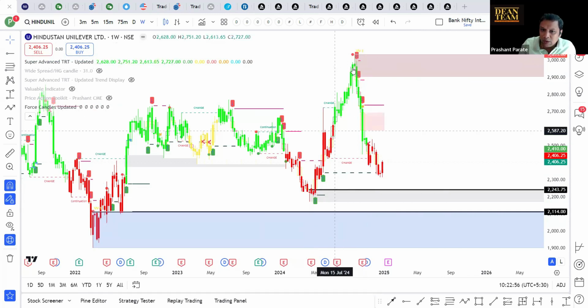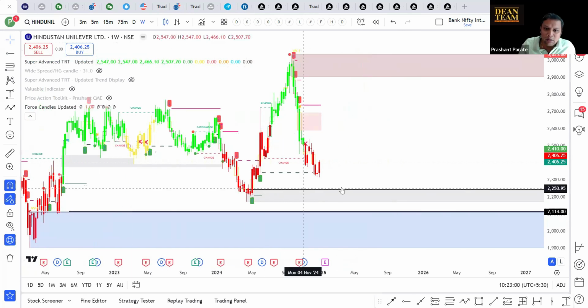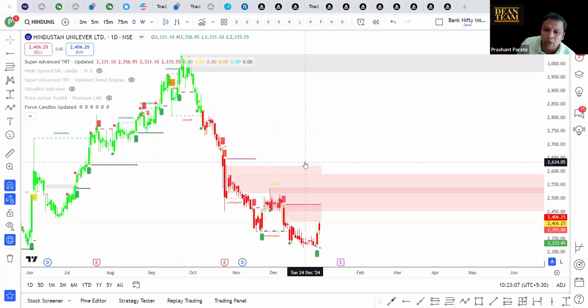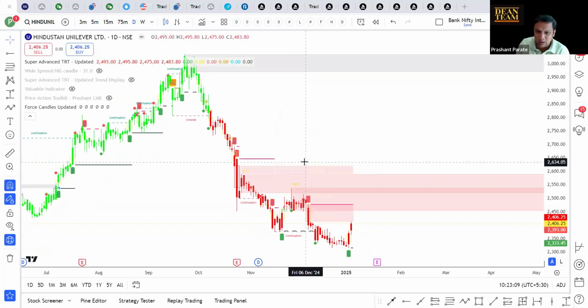As there is strong selling force after strong buying, it indicates sideways price action. So it can come here and go up, or it can come down here and go up. Someday it will go up definitely, but when it will go up, I don't know. I don't have momentum on my side.